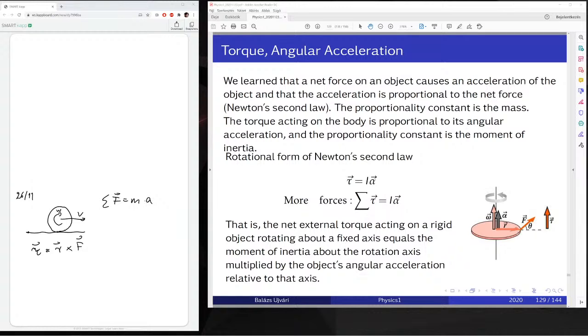So how can we describe the rotation? What are the equations? Parallel to the net force equal to m times a, the net torque equals the moment of inertia times the angular acceleration. These are pretty simple. How can we calculate the sum of the torques?